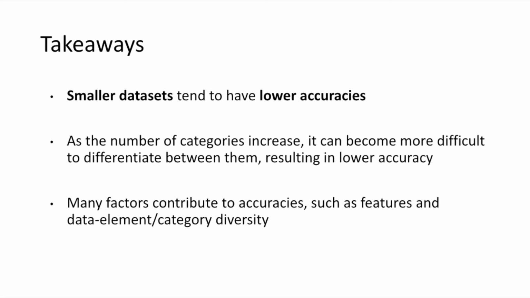This is largely due to the fact that there is simply less data that the classifier gets exposed to and learns from. We also found that as the number of categories increases for a dataset, it often becomes harder for the classifier to differentiate between them, causing lower accuracies. This is particularly true for categories that are closely related, such as subcategories.